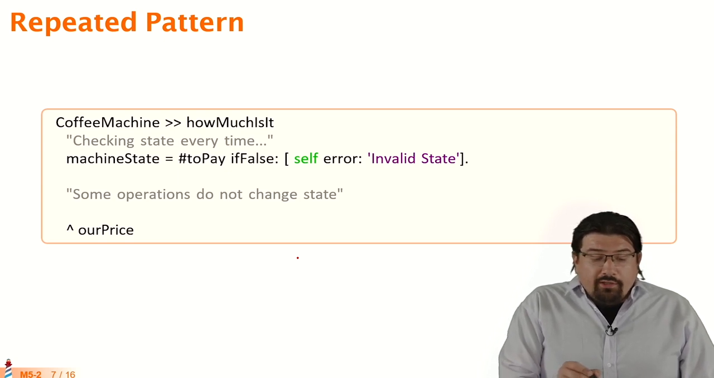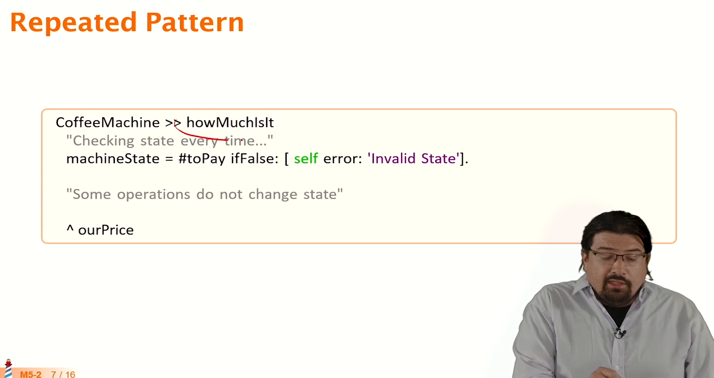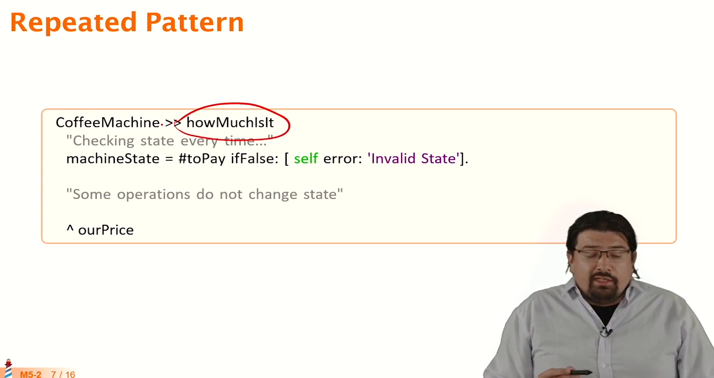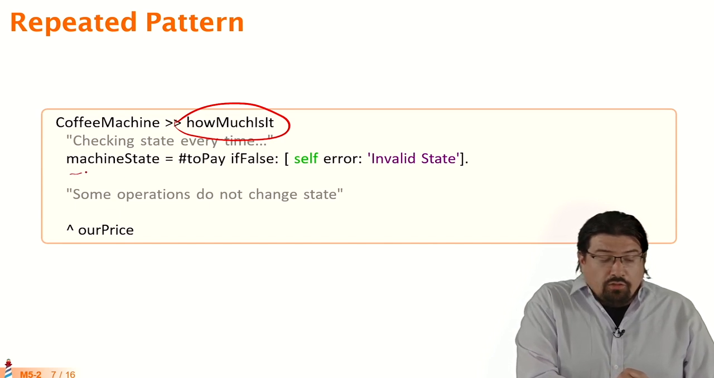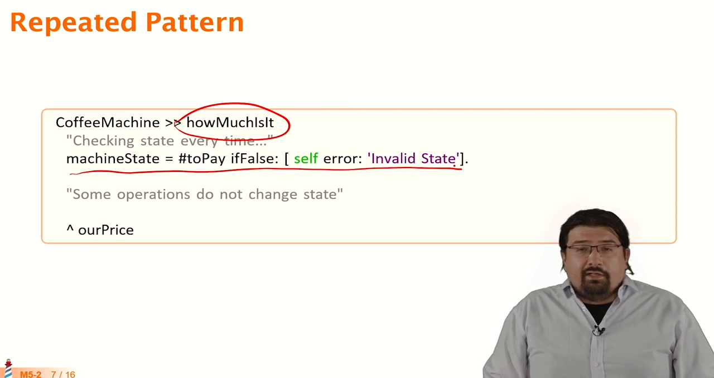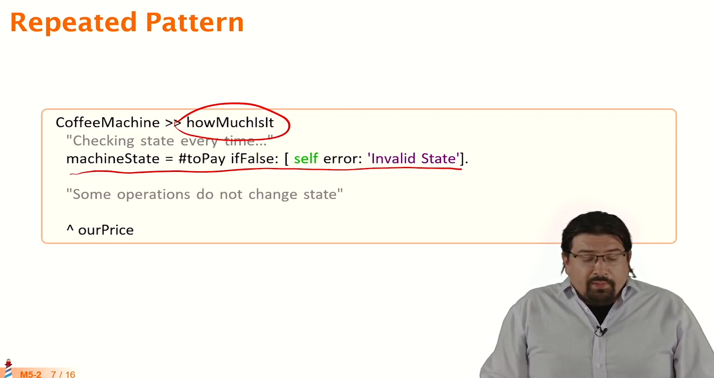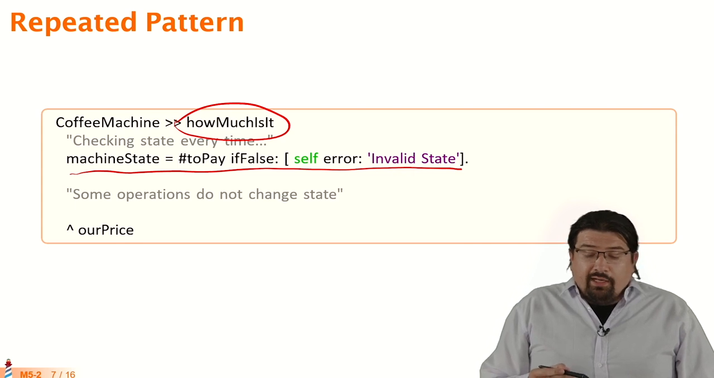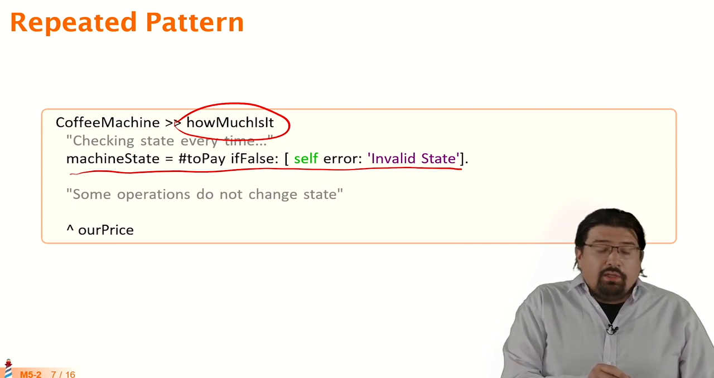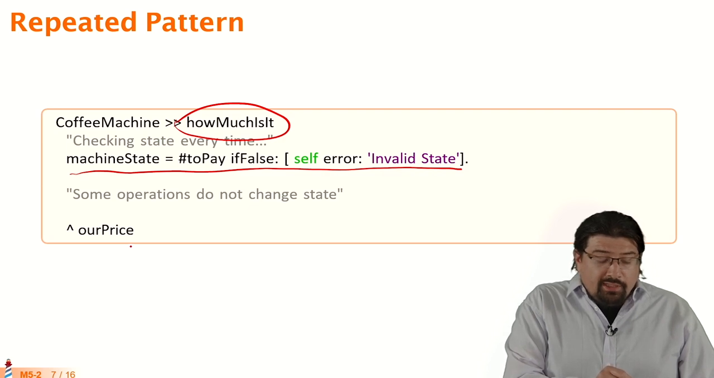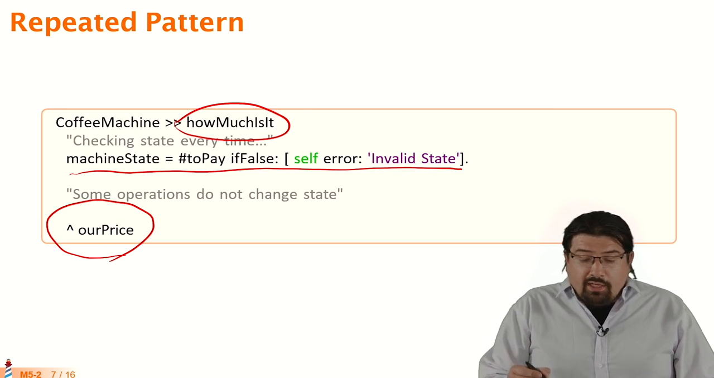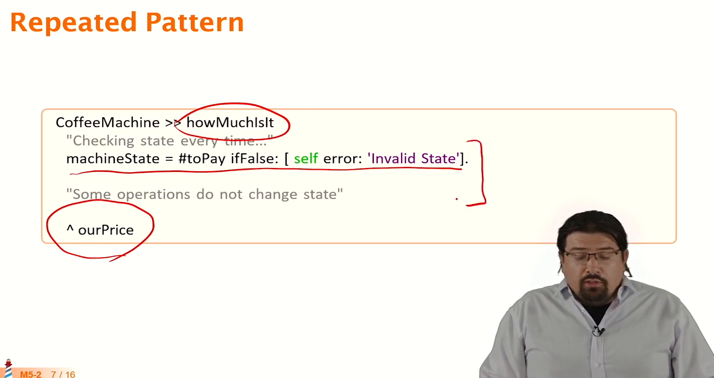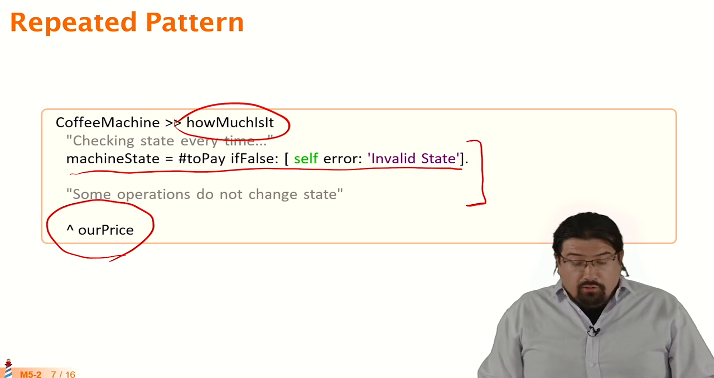In this case, we cannot ask the machine how much the coffee that we want costs if we don't select it first, or if we are not in the correct machine state. So we see exactly the same pattern again, where we need conditional code to check if we are in the correct state. Even when we have a really simple operation, that in this case is just returning an instance variable, we have a lot of boilerplate code that is complex and does not add to the final operation.